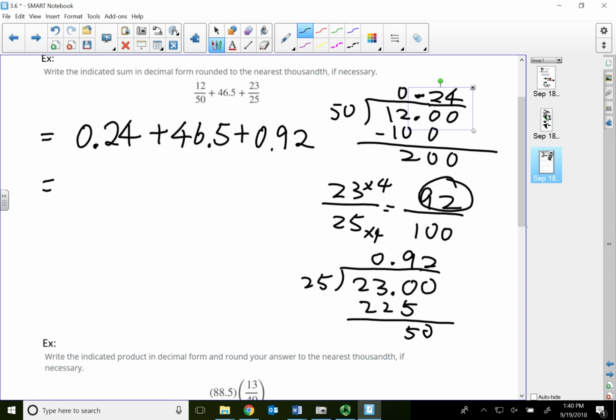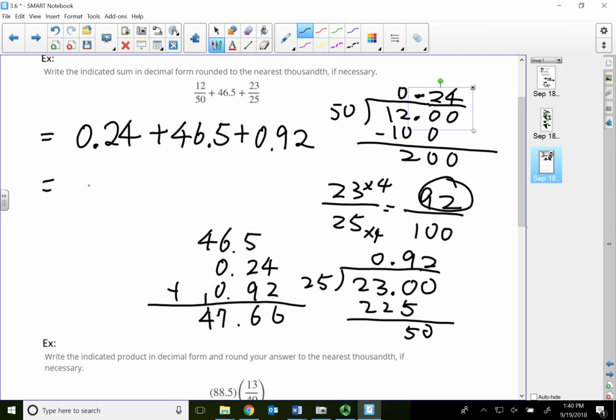So now I can add them up. Let's see. 46.5, let me put that on the top, plus 0.24 plus 0.92. All right, that's 6. That's 14 plus 2 is 16. That's 7. And let's bring down the 4. 47.66. Okay, that'll be my answer.